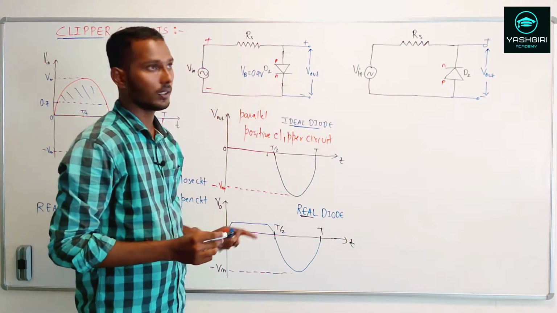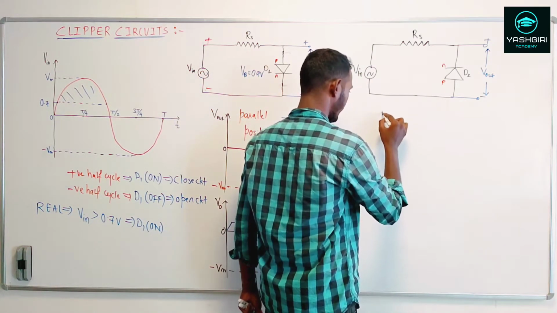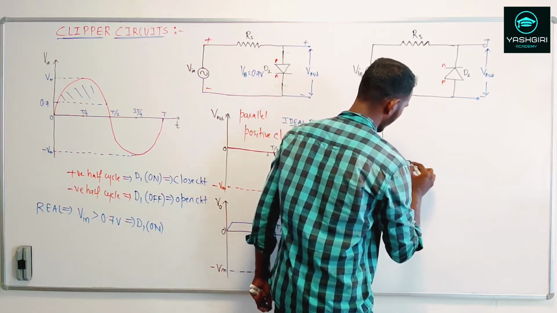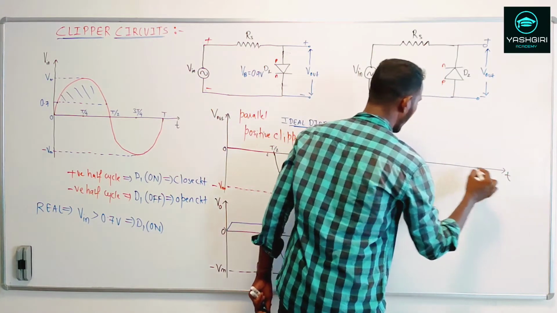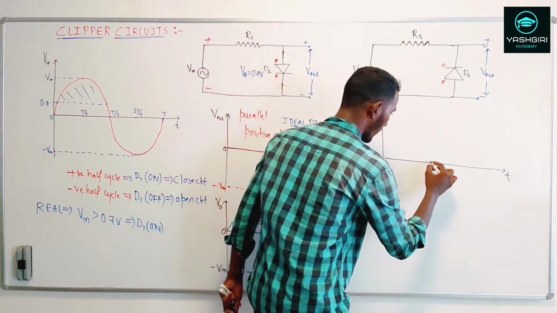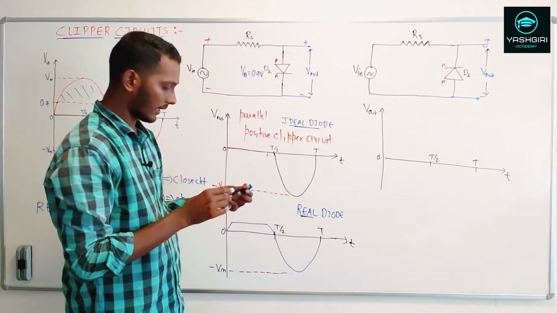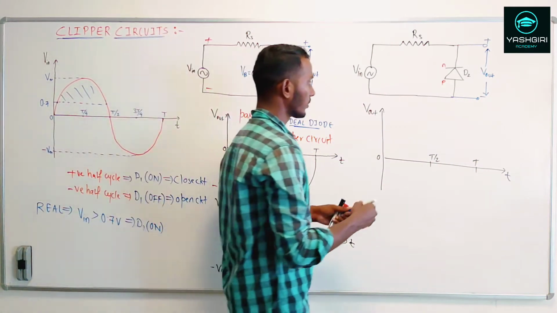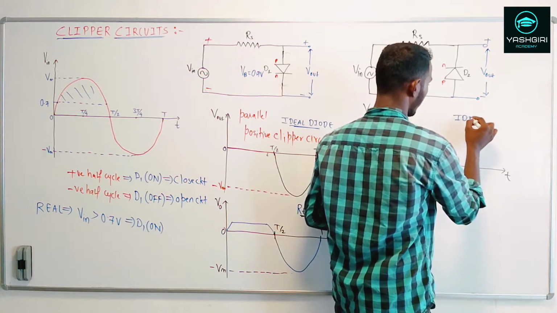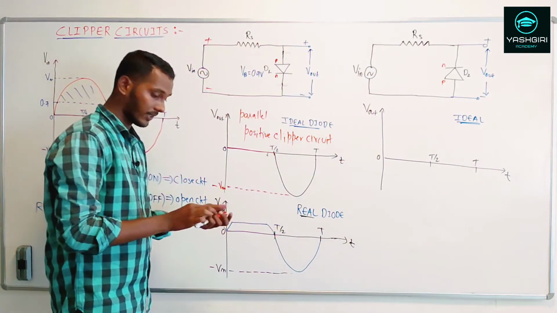Now let's plot the output waveform. Again, let this be my T. So I'm interested in the V out from 0 to T by 2, and let this be my time T. Now let's consider again the ideal diode case. So the graph that I'll be plotting is for the ideal case.